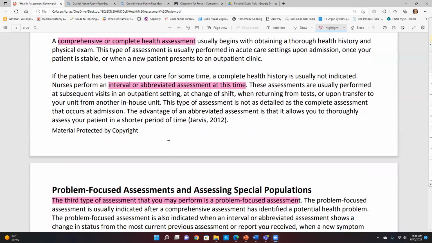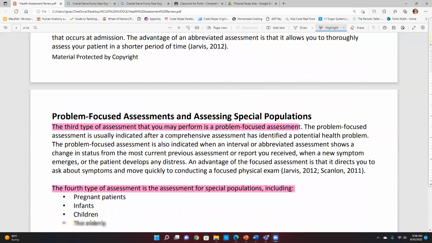Now, if a patient has been under this doctor's care for some time, they may not have to do a complete health history. It's just going to say, okay, what has changed since the last time we saw you? Are there any updates, any new complaints, any issues? Okay, so that could be an interval or abbreviated assessment.